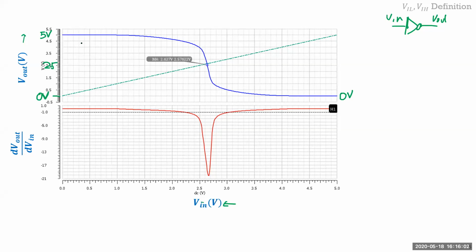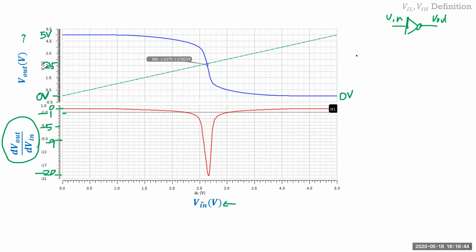The second plot here is the derivative of the output plot, so it's dV out over dV in of the plot. Again, you can't see it, but this is 0. This dotted line here is -1. So this is 0, -1, this is -5, this is -9, and it goes almost close to -20. The minus is because it's an inverter, so dV out over dV in is a negative number. If it was a buffer, it would be a positive number. So those are the two plots.